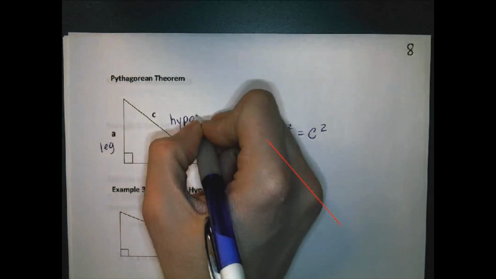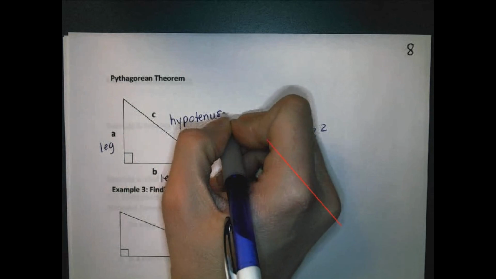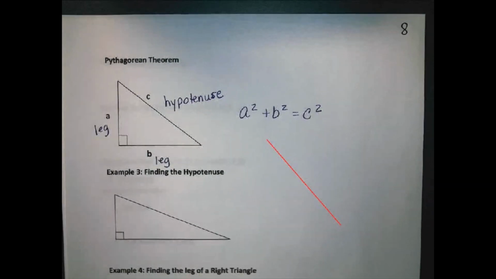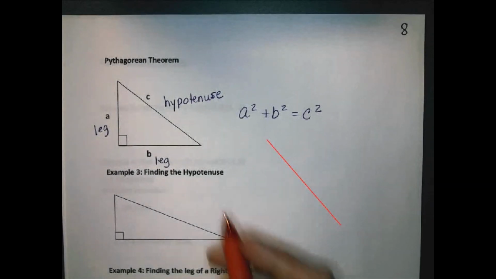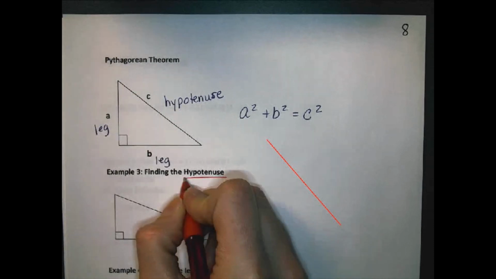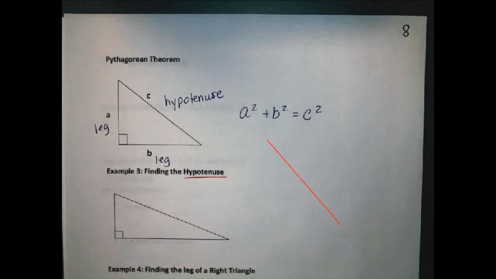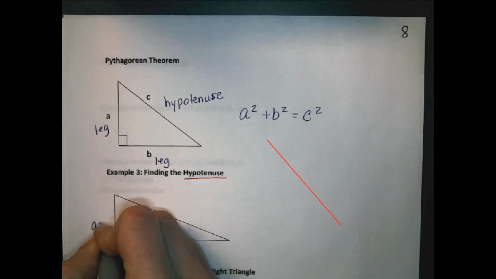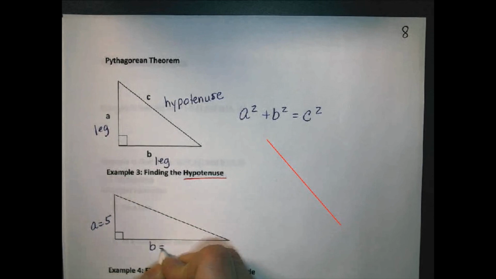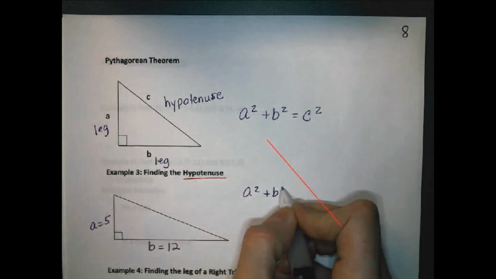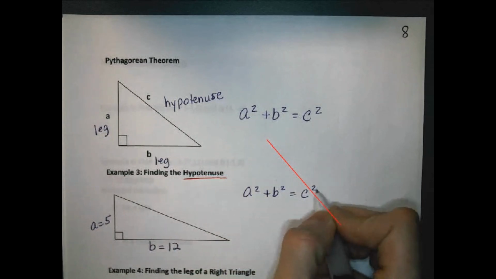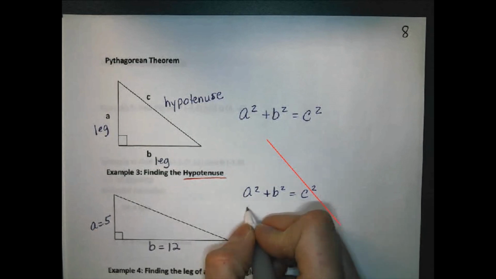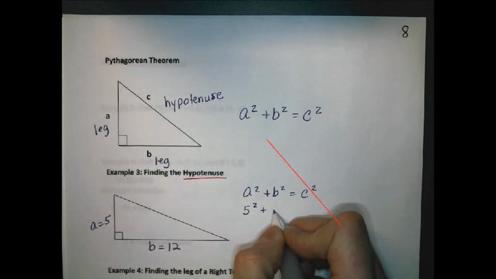In example 3, they're asking me to find the hypotenuse. Always important to remember to look at the question and say, what is it they want me to find? In this example, let A equal 5 and B equal 12. If I know the length of these two legs, I can use the Pythagorean theorem in order to find out the length of the hypotenuse. A is 5, which has to be squared. B is 12, which I will also square, and the sum of those equals c squared.